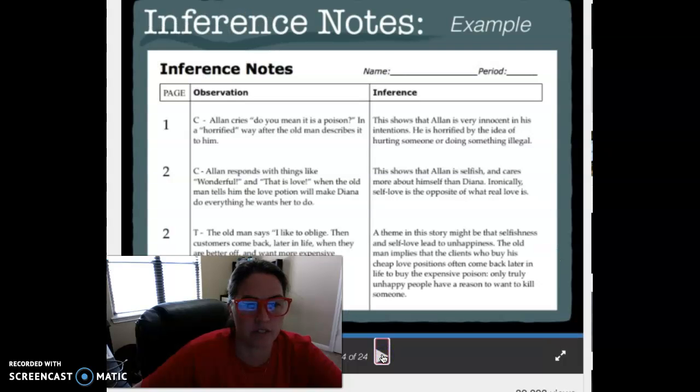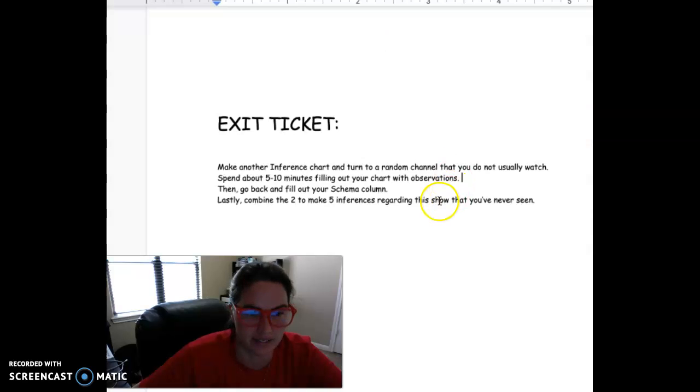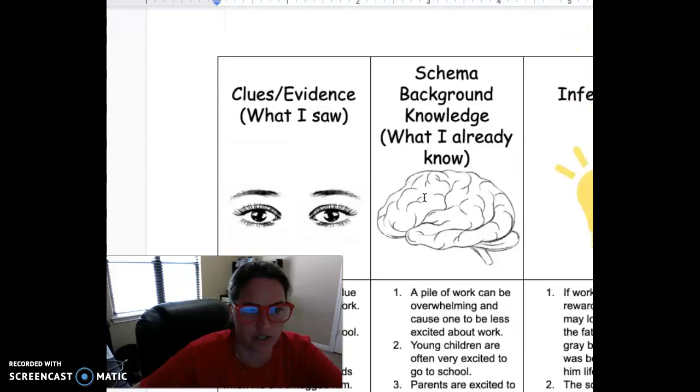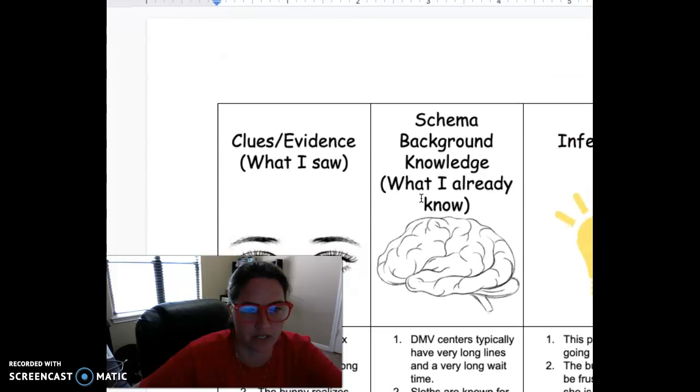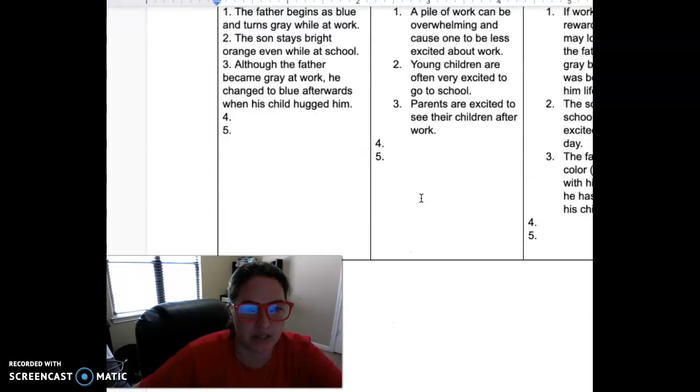So our inference chart looks a little different, but what I'm going to pull up is the exit ticket. So make another inference chart. You know what the inference chart looks like. I'll scroll up so you can see it again. This was one from earlier. By now you know what that looks like.